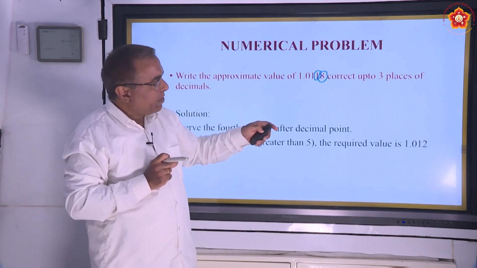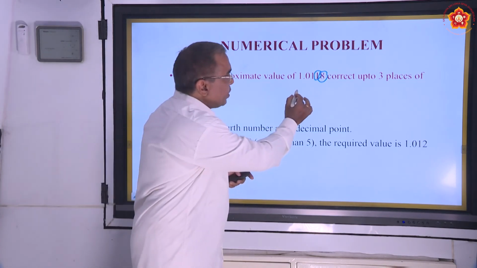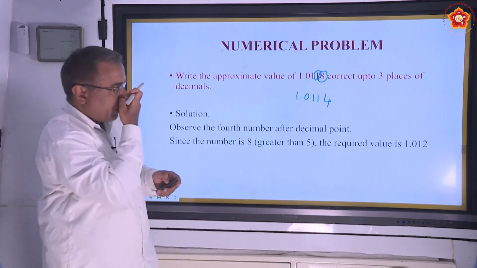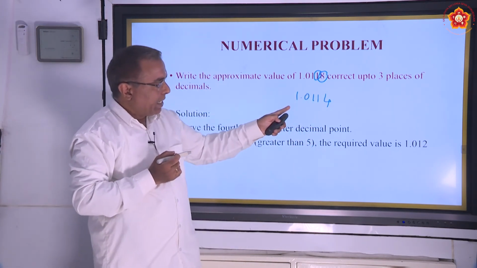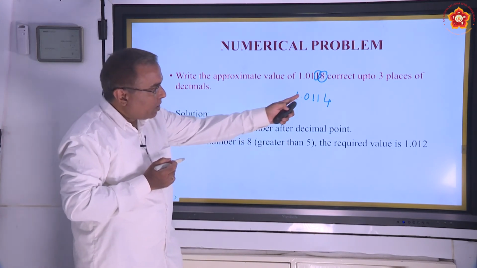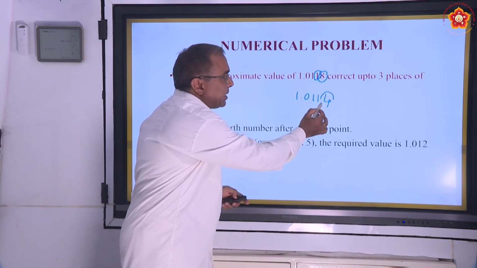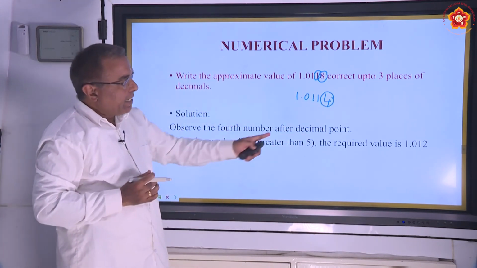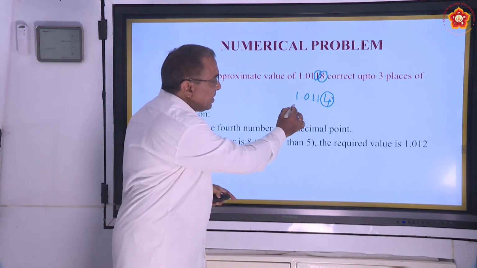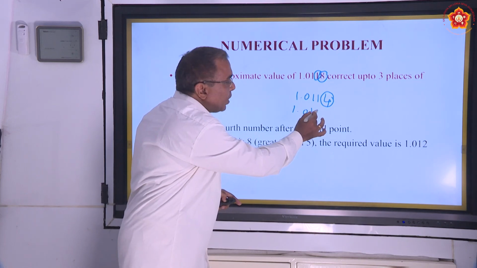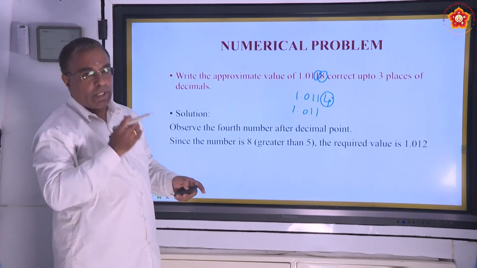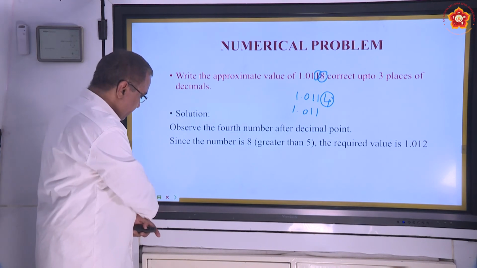Suppose in the same problem the question is like this: 1.0114, instead of 1.0118. What will we do again? Look at the fourth digit after the decimal. Here it is not 5 and above, it is less than 5, so in that case the answer is going to be 1.011 only, but here it is 1.012. I hope you are able to get the difference between them.